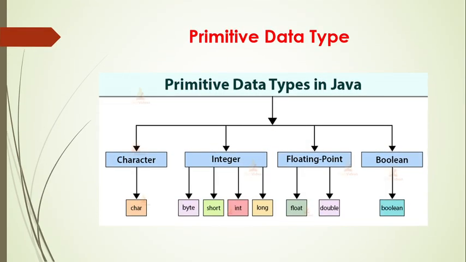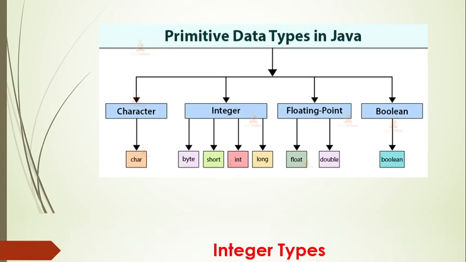Here is the diagram of primitive data types in Java. The primitive data types are classified into four types: character, integer, floating point and boolean. Character is further divided into the char type. Integer is further divided into four types: byte, short, int, long. Floating point is further divided into float and double, and boolean is further divided into the boolean type. So let's discuss each of these types.